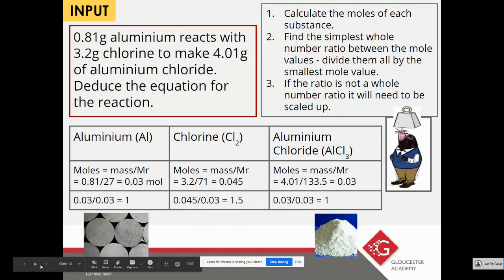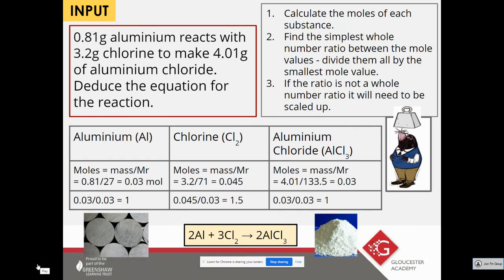Table summary of all the information you need that we've just gone through on the page, and then there is my balanced equation. Again, make sure you've got a note of that in your books.